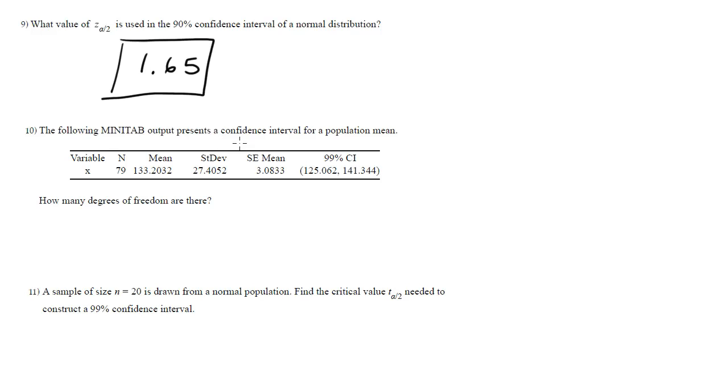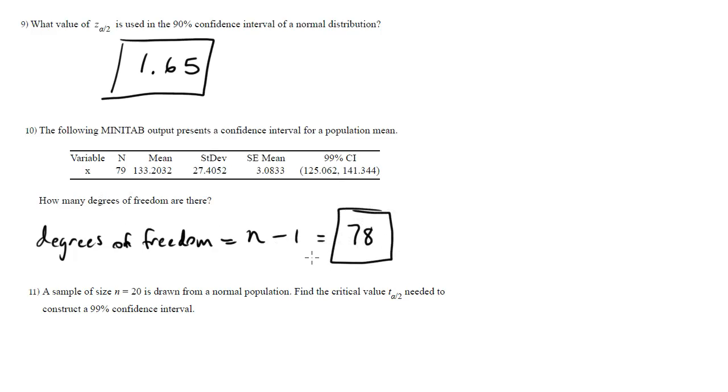The following Minitab output presents a confidence interval for a population mean. Now notice this one does not give us the assumed sigma, so it doesn't give us the population standard deviation. This would be one that uses a t-distribution. That's why we're asked about degrees of freedom. And if you remember, degrees of freedom is on the formula sheet as well. It's a nice little formula, n minus 1, the sample size minus 1. So the degrees of freedom here are 78. 79 minus 1 is 78.